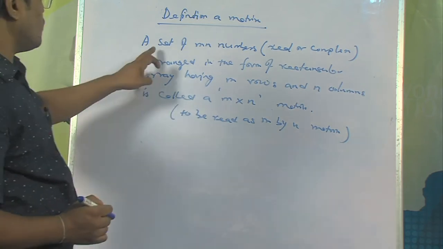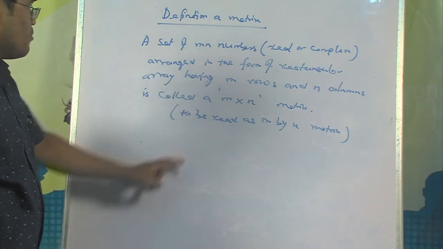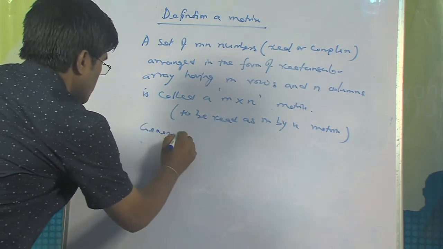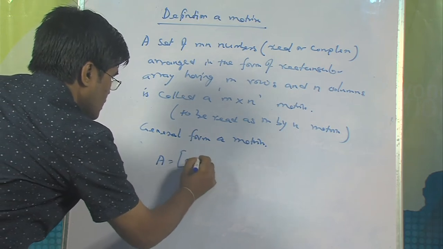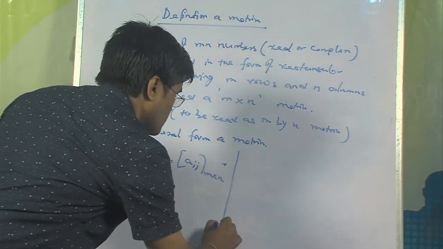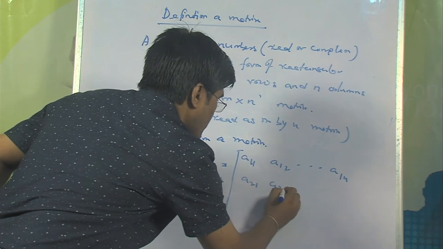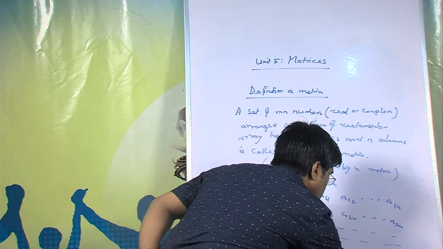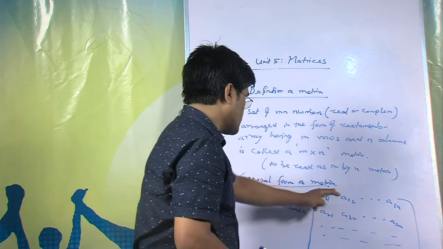So matrix is a set of mn numbers. These numbers may be real or complex, arranged in the form of a rectangular array having m rows and n columns, is called an m by n matrix. It is not read as m into n, it is read as m by n. So the general form of a matrix is written this way: square bracket A ij, m into n, and in expanded form it is a11, a12, and so on. So this is the general form of a matrix, this is the expanded form, and that is called the compact form.